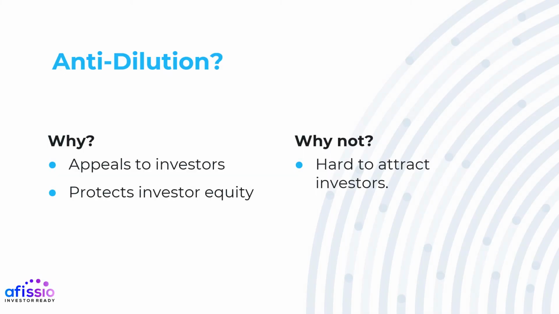Why would I want to negotiate anti-dilution into my term sheet? The main reasons to provide for anti-dilution in your equity round is that it attracts investors and protects their equity position, which makes them more likely to invest down the road. If you don't offer anti-dilution in your early rounds, you may have difficulty finding investors.